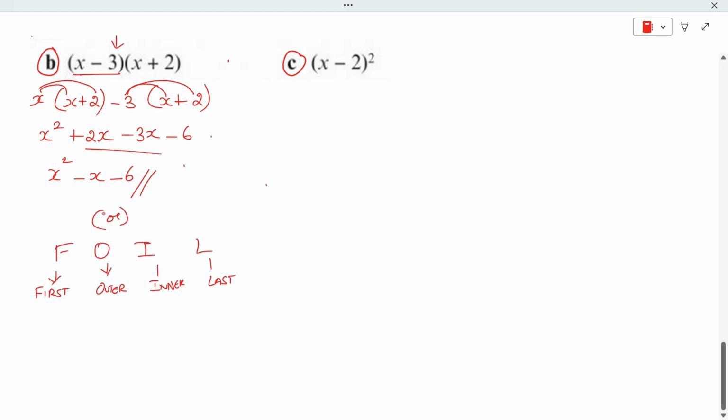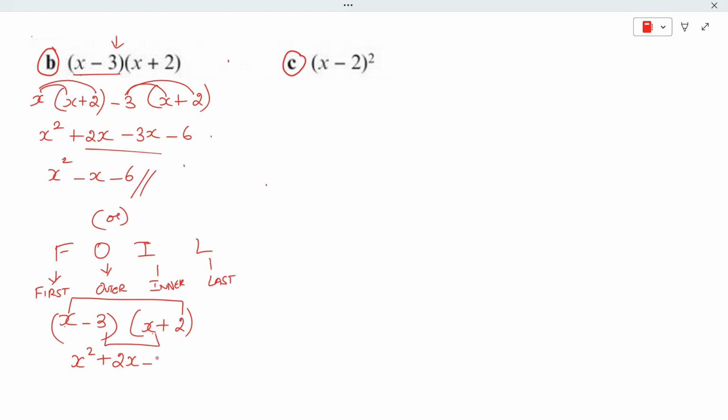Or we can find the product using the FOIL method. So how can I use the FOIL method here? The hint is given here. First, I have to multiply the first term with the first term, that is x times x, which is x square. Then the outer terms. So x times 2 is plus 2x.